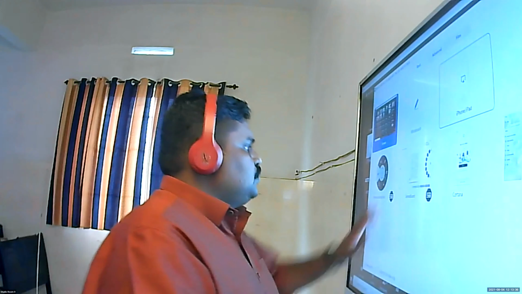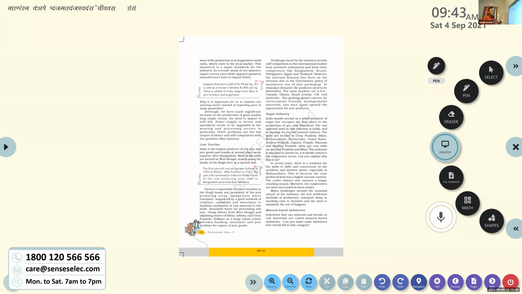Next, we are moving to jute textiles. You can see in your textbook, page number 68. Jute textile is also a 5-mark question. Write a short note or briefly explain the jute textile production in India.